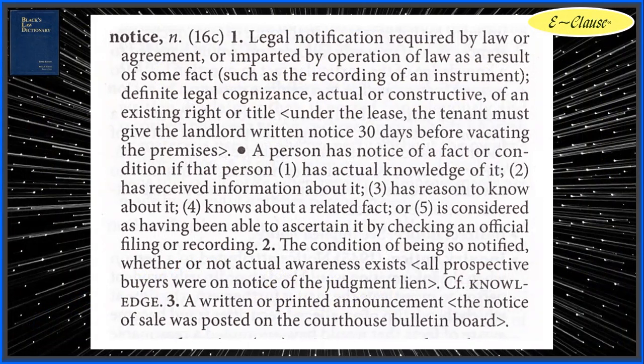Predicating on that, we'll go ahead and dive right into it. There are 5 conditions. You have some actual knowledge. You have received some information. You wish to report about something. You have a reason to know. What's your reason to know? You know about a related fact. How do you know about it? You are considered as having been able to ascertain it by checking an official filing or record. Verification of something.